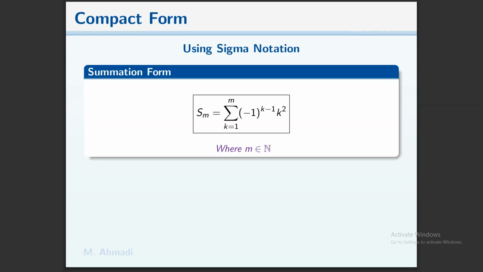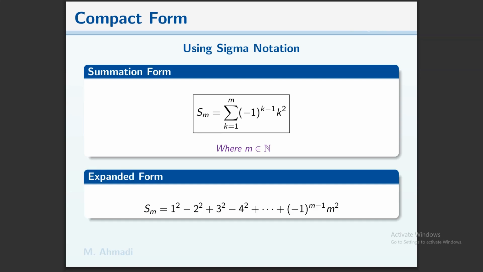Using the compact sigma notation, we can write the summation form: Sm equals the sum for k from 1 to m of (−1)^(k−1) · k², where m is a natural number. And the expanded form is Sm equals 1² − 2² + 3² − 4² and so on, up to (−1)^(m−1) · m². The sign alternates each term.